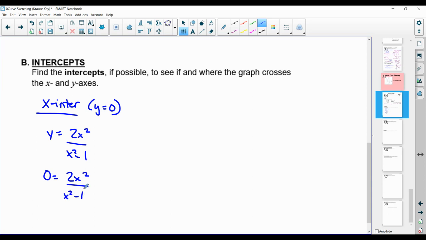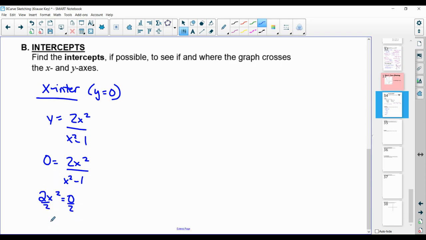Now, there's a couple different ways you can do this. You can factor, or we can just multiply out. Because we've already looked at our domain, I'm just going to multiply this over. So 0 times x squared minus 1 equals 2x squared, so 2x squared equals 0. I'm going to divide by 2. And we have x squared equals 0, meaning that x equals 0. So we have an x-intercept at (0, 0).